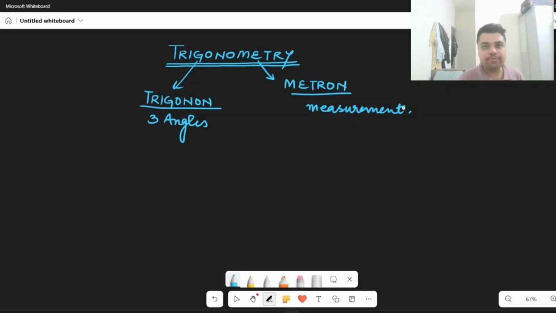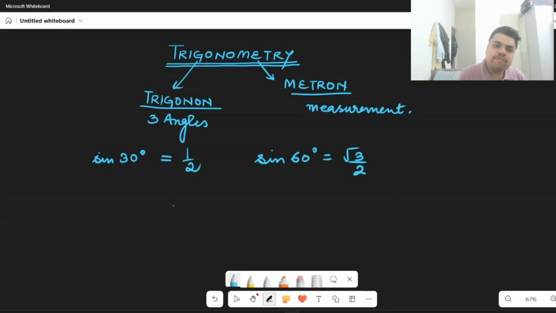all these things come under trigonometry. Okay. Now, we know that sine 30 degrees, yes, we know that is 1 by 2. Sine, let's say, 60 degrees, that is root 3 by 2. Now, if I'm saying find the value of sine 210, how do we find the value of that?